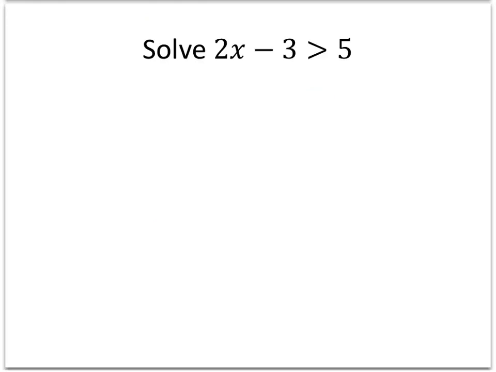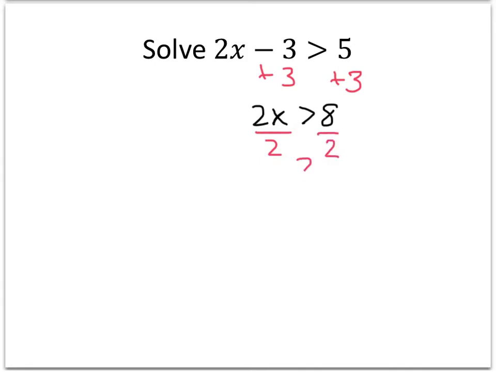Okay, let's do a couple other examples. This time let's try to solve 2x minus 3 is greater than 5. Again, what we'd like to do is add 3 to both sides. And as we discussed before, the relationship is going to stay the same, so we end up with 2x is greater than 8. But now what we'd like to do is divide both sides by 2.